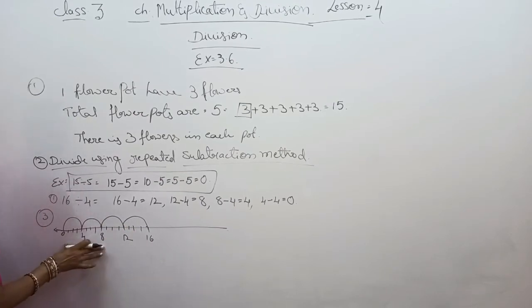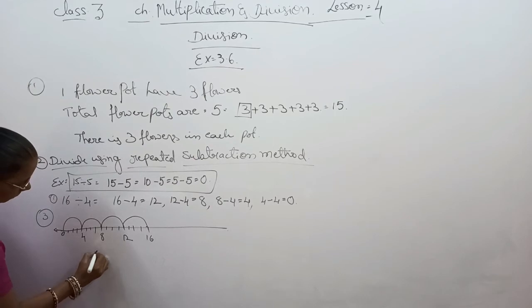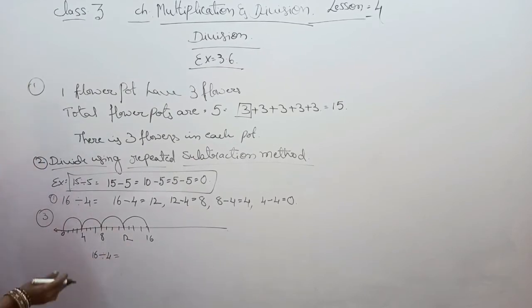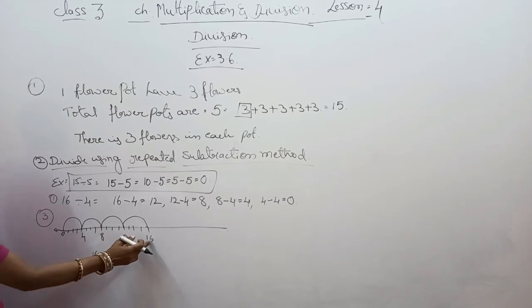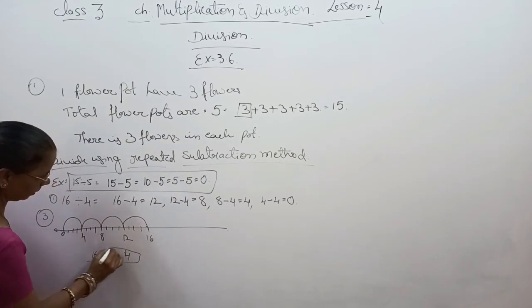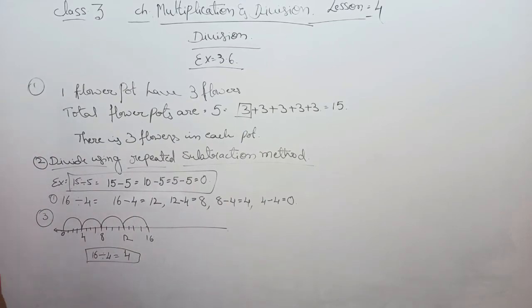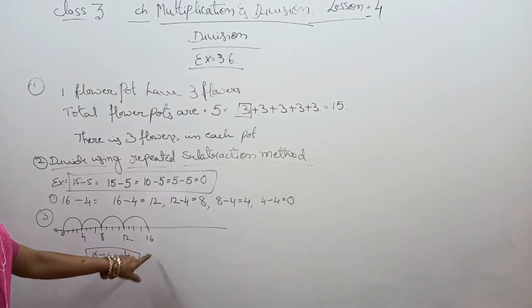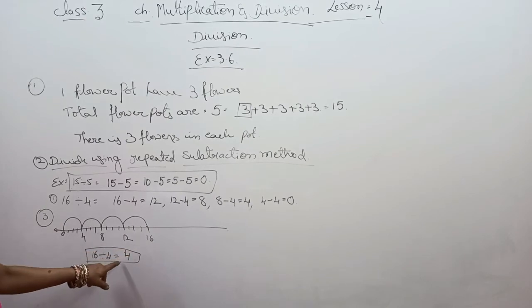This is called a number line. Here the dash is given that 16 is divided by 4. Then what is the answer? 1, 2, 3 and 4. Then we have to put it as 4. This is the answer, because 4 is taken 4 times to get 16. We have to divide 16 by 4. Then the answer, the quotient, will be 4.